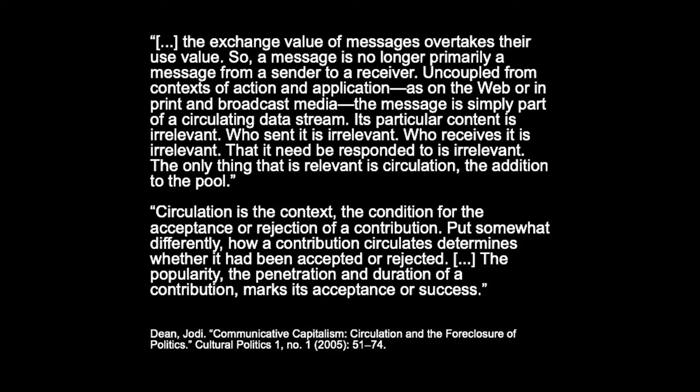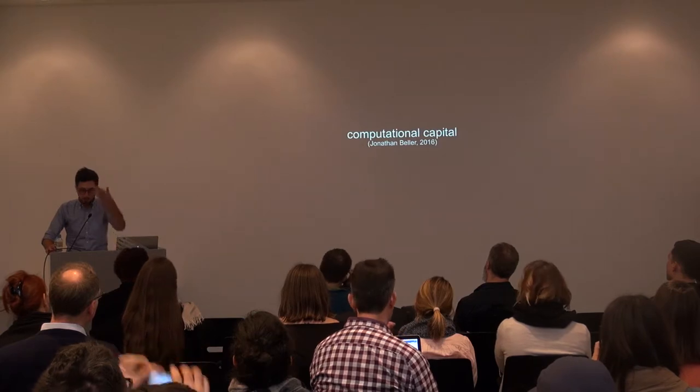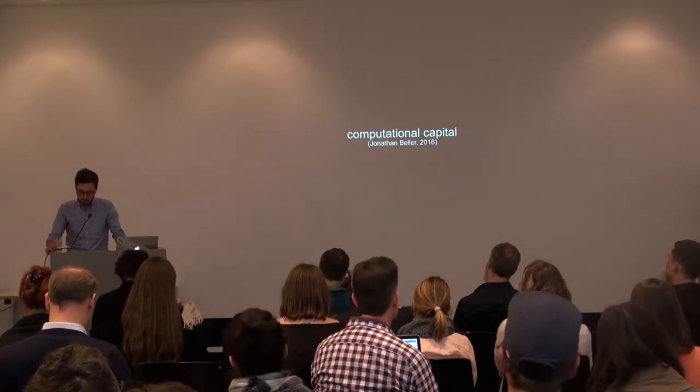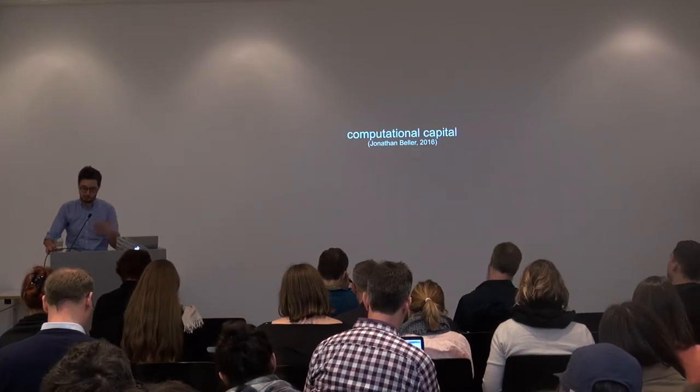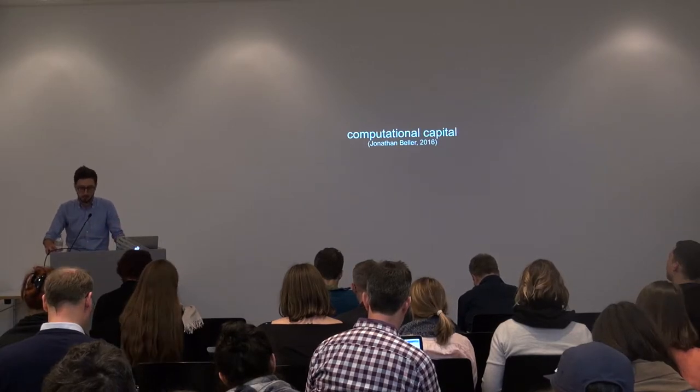Circulation is the context, the condition for the acceptance or rejection of a contribution. Put somewhere differently, how a contribution circulates determines whether it has been accepted or rejected. The popularity, the penetration, and duration of a contribution marks its acceptance or success. And of course, together with this, the ideas of computational capital by Jonathan Beller help us understand this idea of a colonization of all subjects of life by digitization, computation, and the mathematics that provide the quantification of our social connection and eventually turning us into workers.